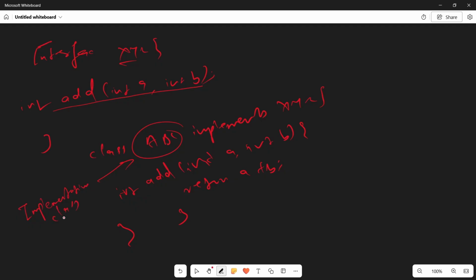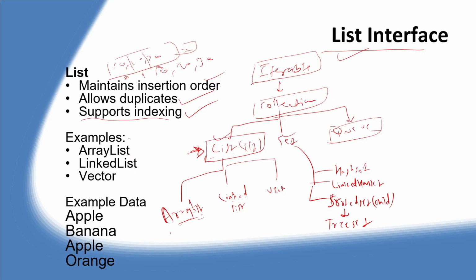Likewise, List is the interface, and ArrayList, LinkedList, Vector are implementation classes because they are implementing the List interface. Okay, so these are the implementation classes. Here they have mentioned examples: ArrayList, LinkedList, Vector. This is one and the same. Okay, these are the example data.